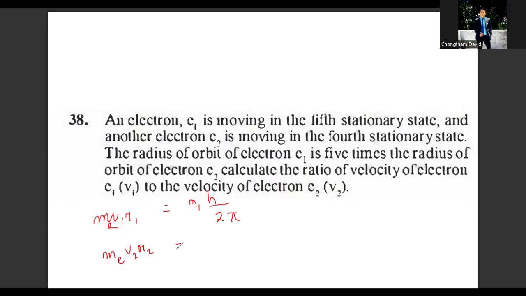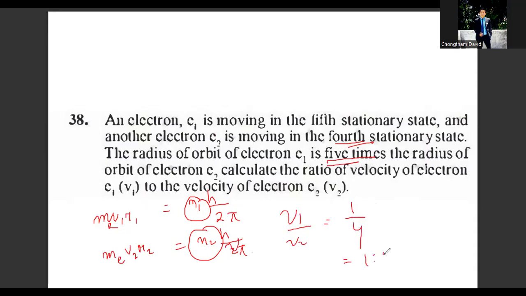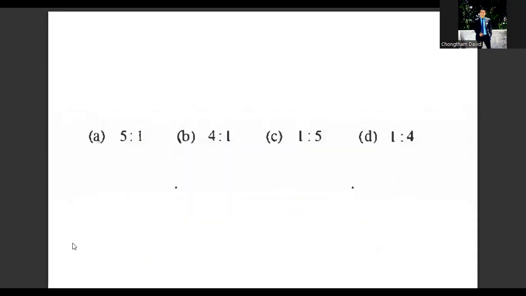R2, N2, h by twice pi. So do the comparison. So the given ratio is 5 times, and here in the second one, you're given here 4th orbit. So it becomes integral multiple n1 by n2. So if you take this velocity v1 by v2, this must be in the ratio 1 by 4. That is 1:4 will be the answer. Just check for the answer. Is there any 1:4? Yes. D would be the answer to that question number 38. I hope it is clear and understood.